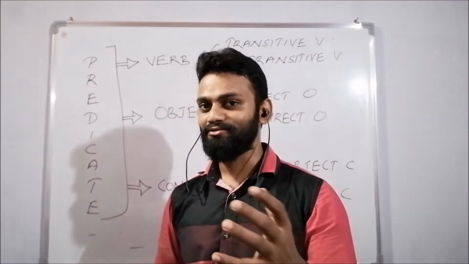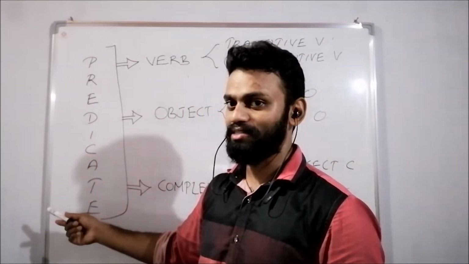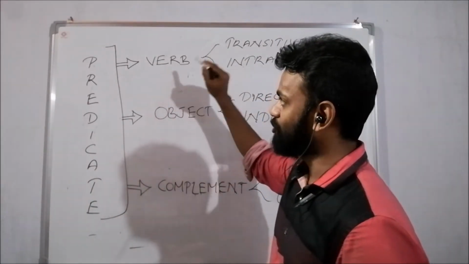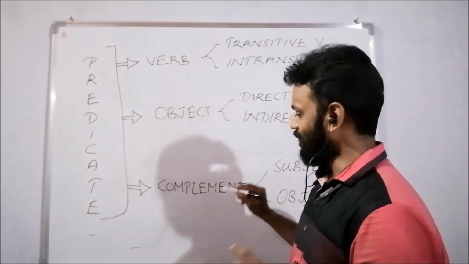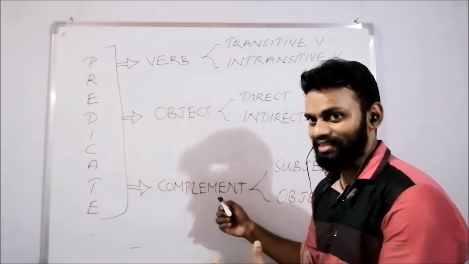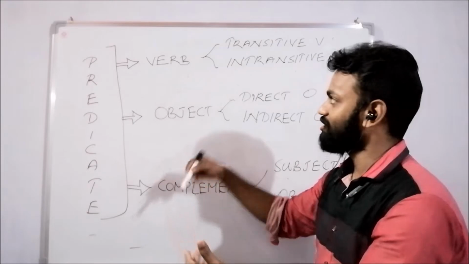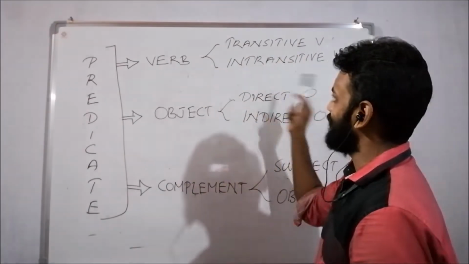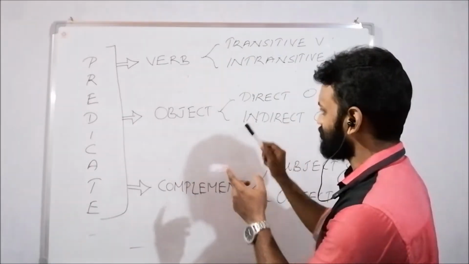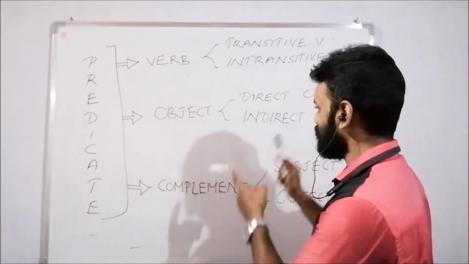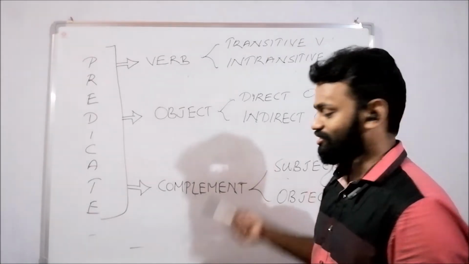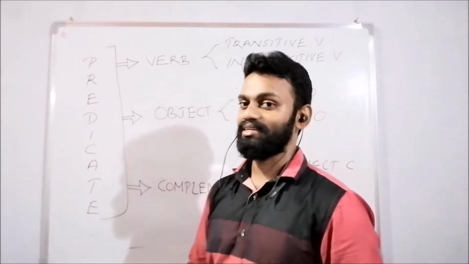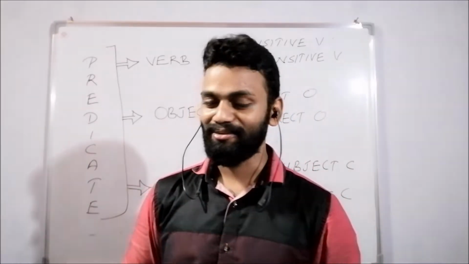Now over to the further division of the second part of the sentence, the predicate. A predicate is divided into verb, object and complement. And as you can see, each of them is again divided into two. Verb is divided into transitive verb and intransitive verb. Object is divided into direct object and indirect object. And the complement is divided into subject complement and object complement. Now let's get into the detail.